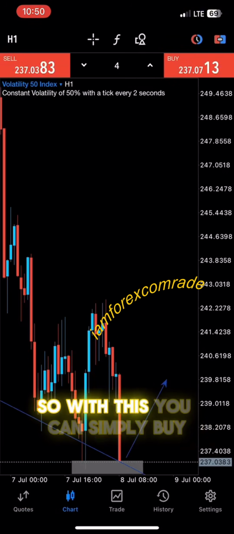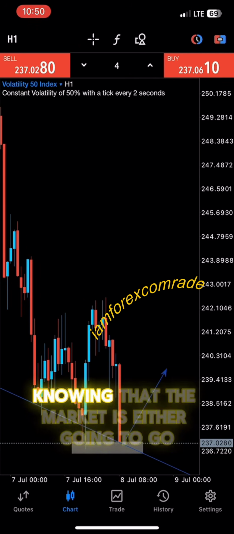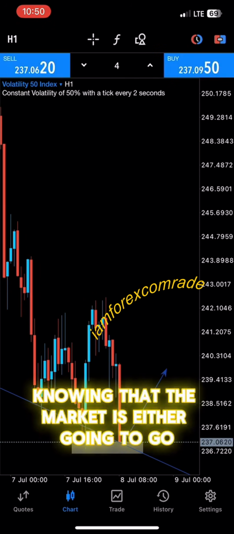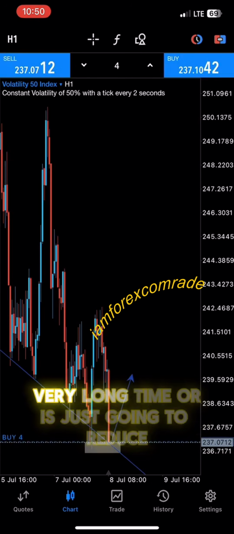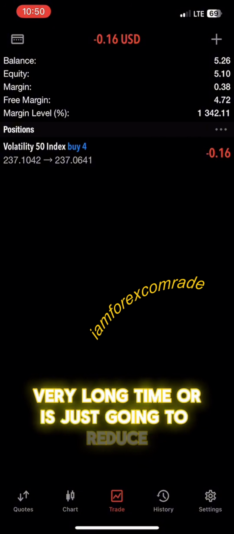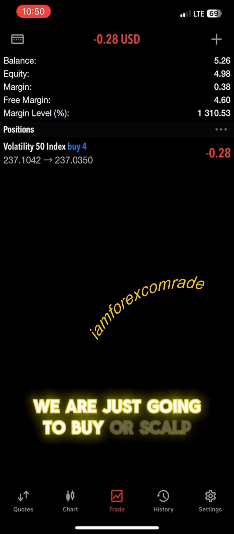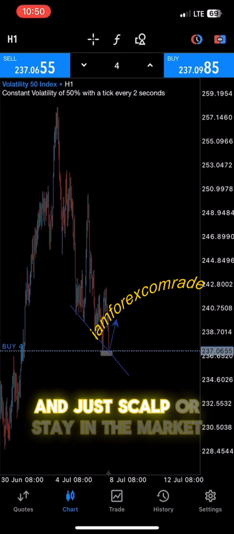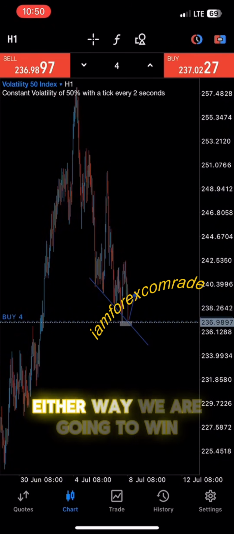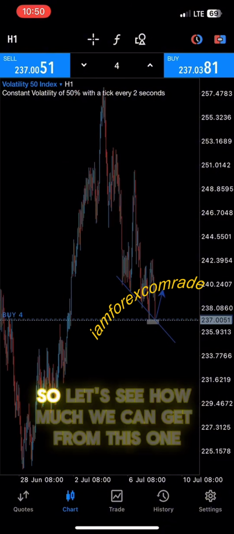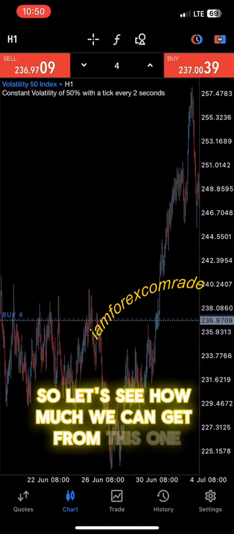So with this, you can simply buy knowing that the market is either going to go up for a very, very long time, or it's just going to retrace. Whether it's going up very long or short, we are just going to buy or scalp, or stay in the market. Either way, we are going to win. So let's see how much we can get from this one.